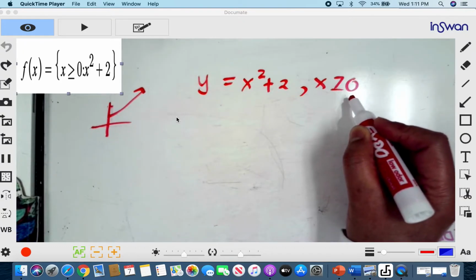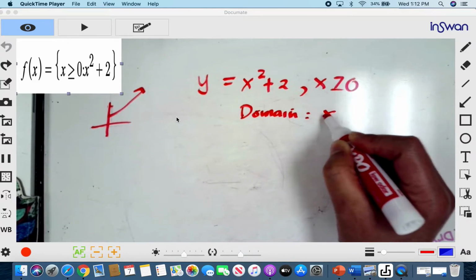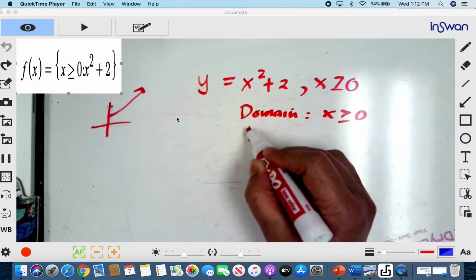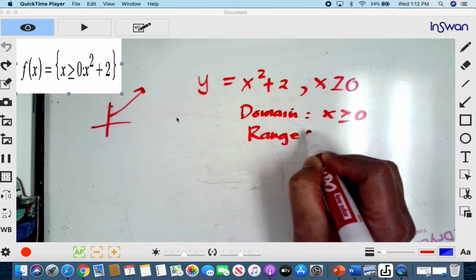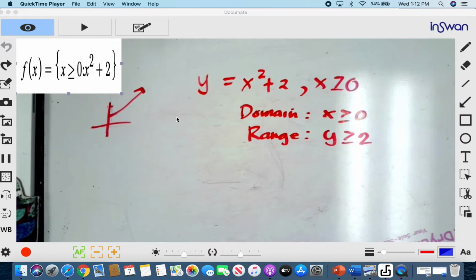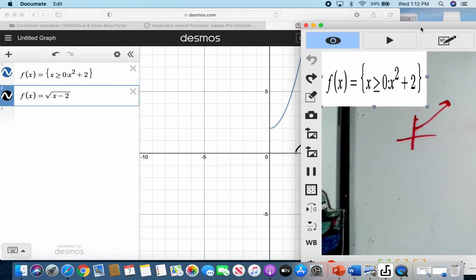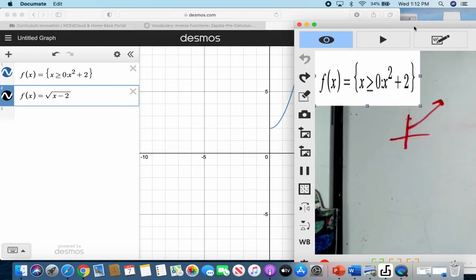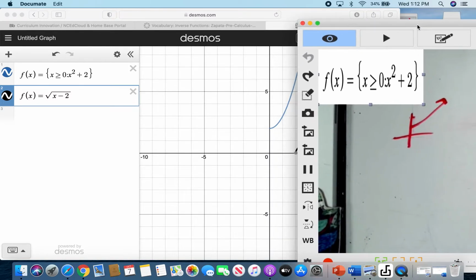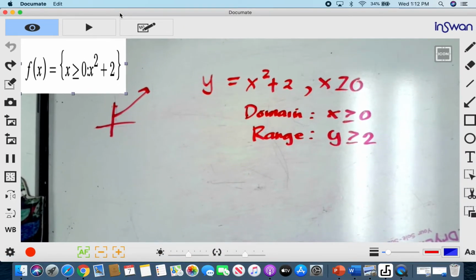So that means our domain is restricted to x is greater than or equal to 0, and our range will then be restricted to y is greater than or equal to 2. So that will be the domain and range of the function. In any case, this will be the graph of the function. I'm not going to show you the inverse yet, but it's there, because it is being restricted.